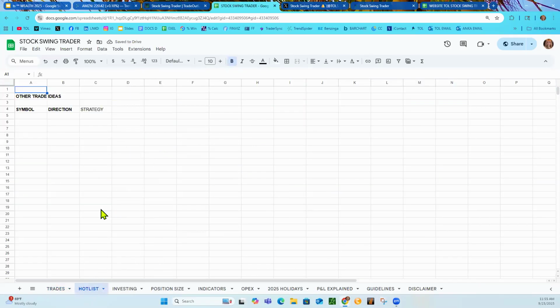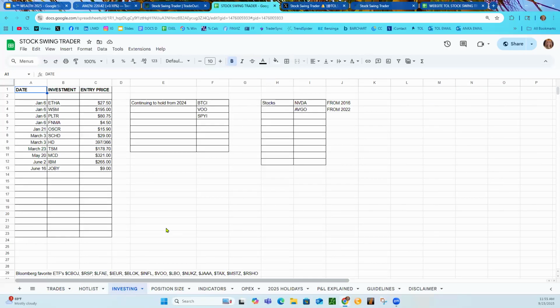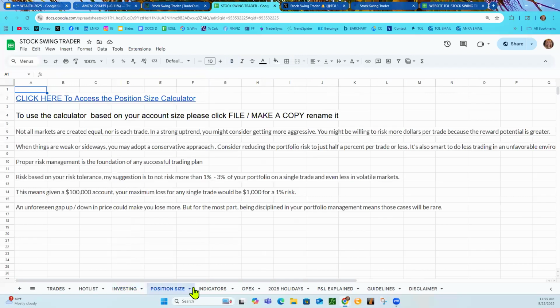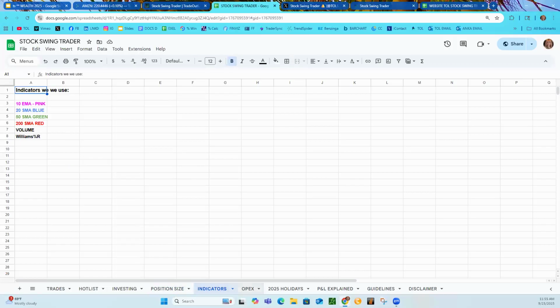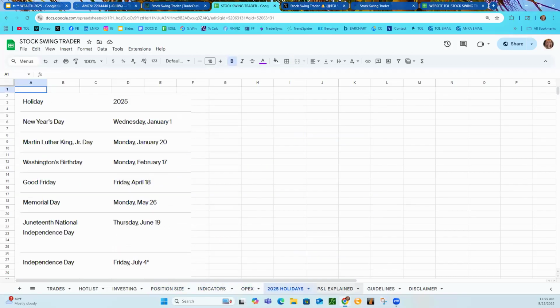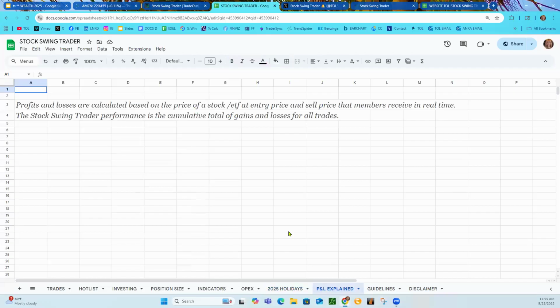You get a hot list here for ideas and for investing. These are some of my investments for this year. I also have a track performance for my investments. Here you have a position size calculator, which we share with our traders. You have indicators in here. You have an option expiration calendar. You have the holidays. You have the P&L explained, which is super easy.